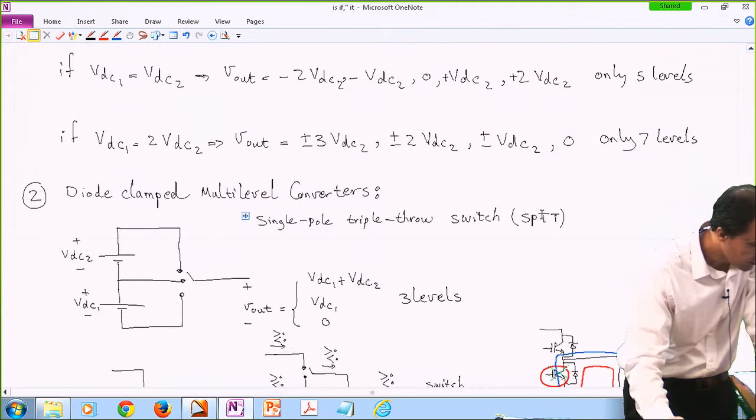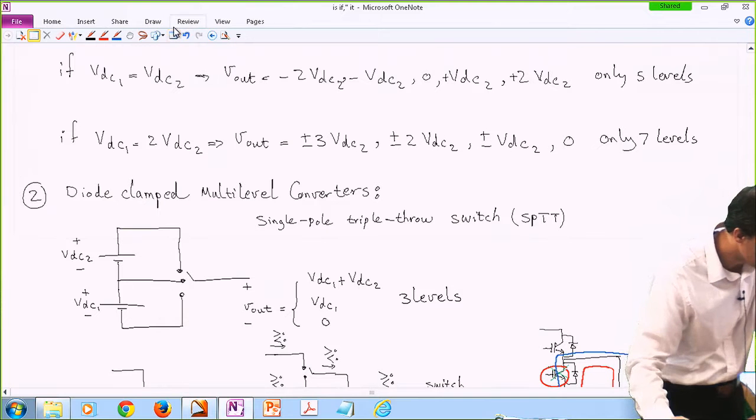The second topology that we started the discussion on is the diode clamped multi-level converter.